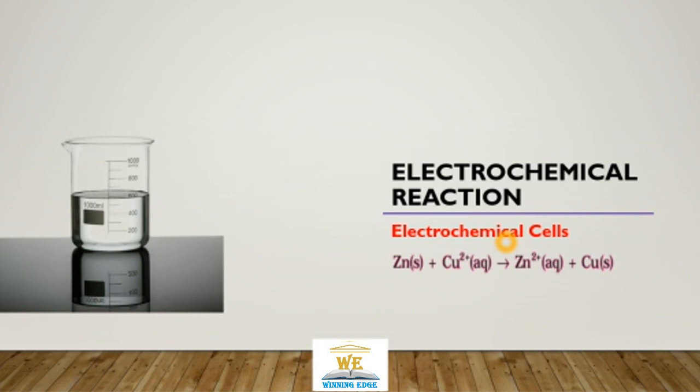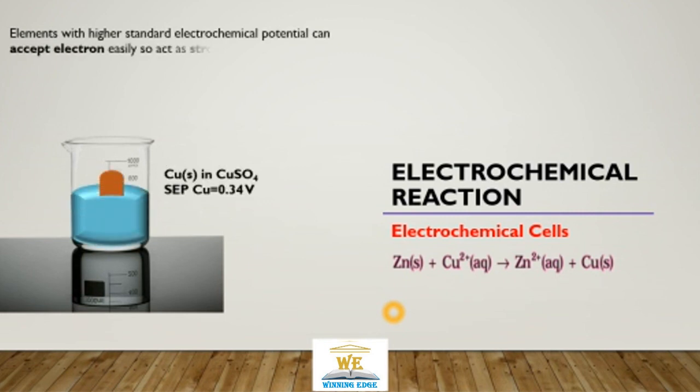Electrochemical cells. Here we are talking about oxidation of zinc and reduction of copper ion, and together they make an electrochemical cell. Elements with higher standard electrode potential in the electrochemical series can accept electrons easily, so they can act as stronger oxidizing agents. We are talking about the same series.